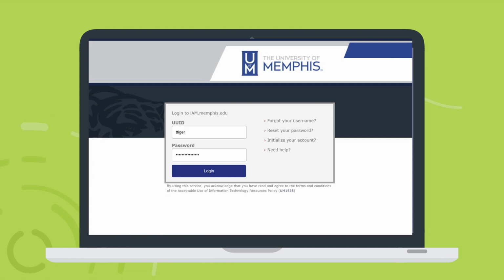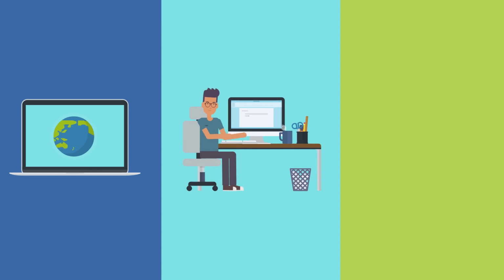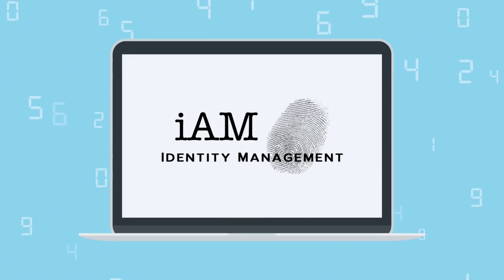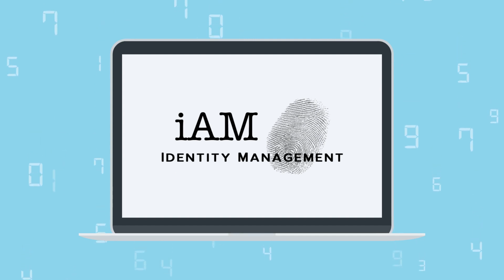Your UUID and password allow you access to resources across the University of Memphis systems, including the My Memphis portal, e-learning, and library services. To change your password, you'll need to access the IAM identity management system.